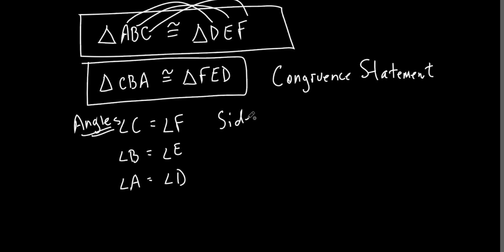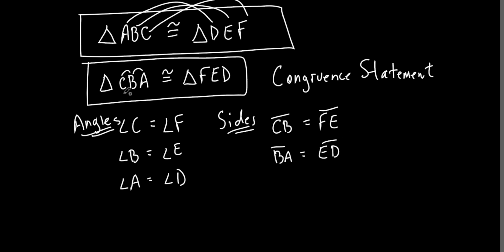What about the sides? Without even looking at the triangles, I can look at the congruence statement and figure out what sides are equal to each other. Check this out. Side CB, it's a segment, so I'll put that, is equal to what over here? FE. Does that make sense? Again, just from the congruence statement, I don't even have to see the triangles themselves. I know that those two are going to be equal to each other. What are some other ones? Let's go BA. So what's equal to BA? ED. So line segment BA is equal to line segment ED.